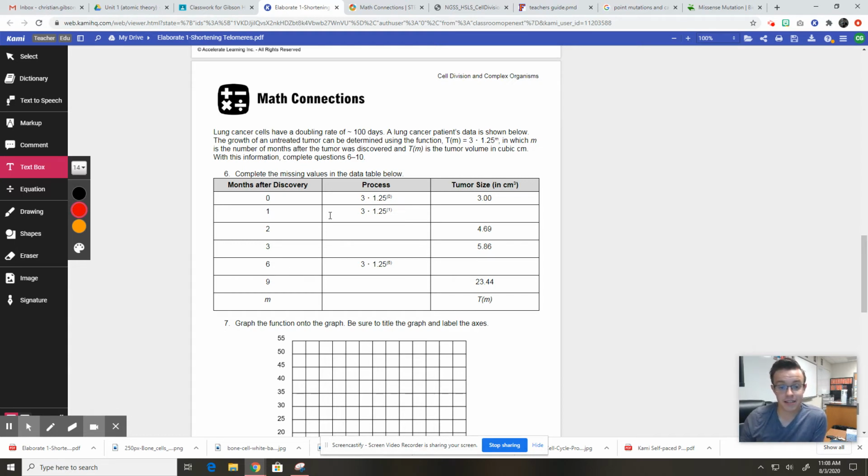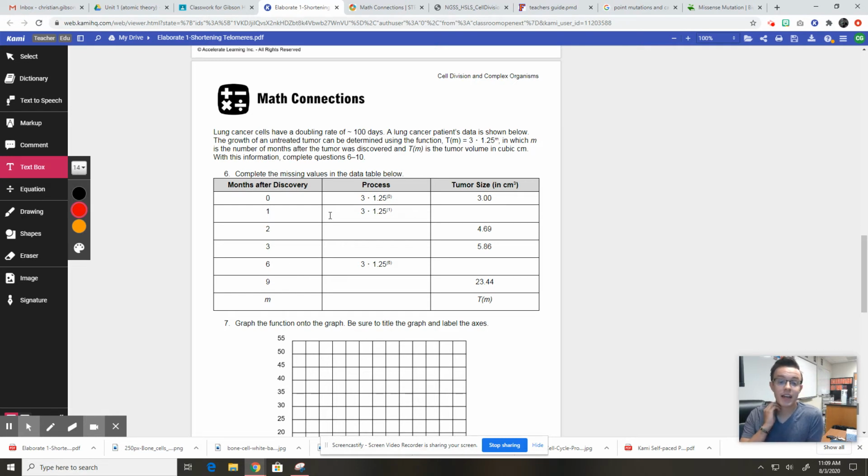So the function T of M equals 3 times 1.25 raised to the M power. So whatever M is, that's the power we're going to raise that to. M is the number of months after the tumor was discovered, and the function T of M is the tumor volume in cubic centimeters. With this information, complete 6 through 10.